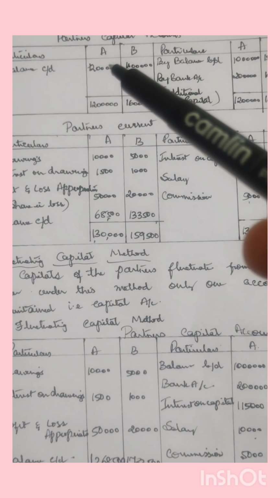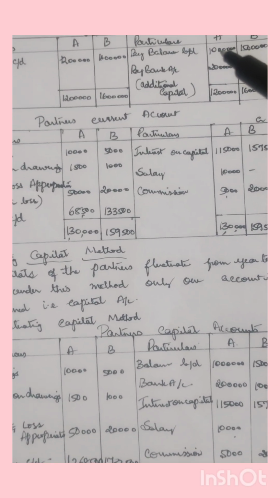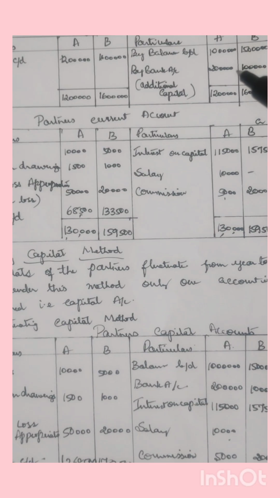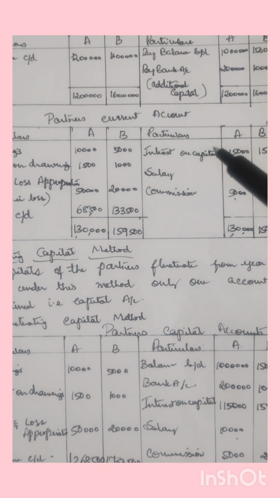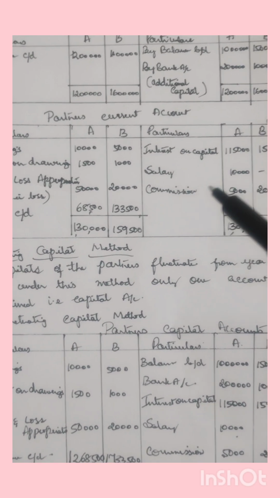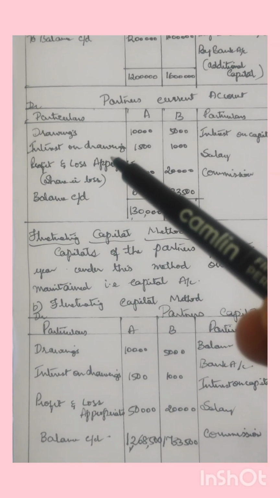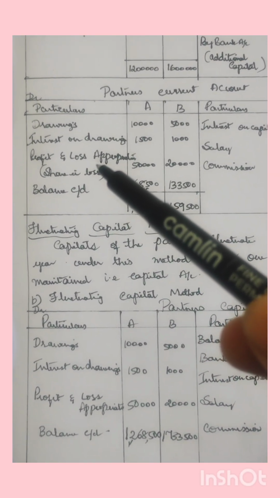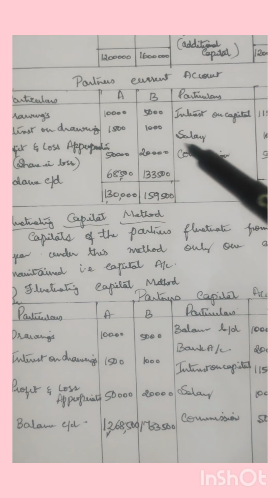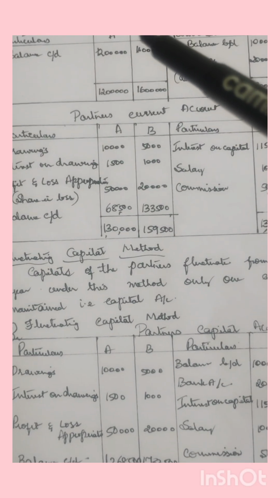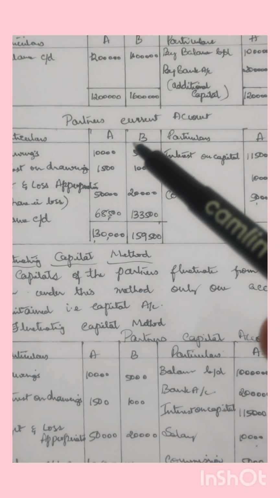In the partners' capital account, on the credit side, the two partners' capital amounts appear, and additional capital also appears under the credit side. In the partners' current account, interest on their capital, salary and commission have to be credited. Drawings, interest on drawings and share in loss must be debited. Profit on appropriation has to be credited. So this is how partners' capital account as well as partners' current account must be prepared under the fixed capital method.